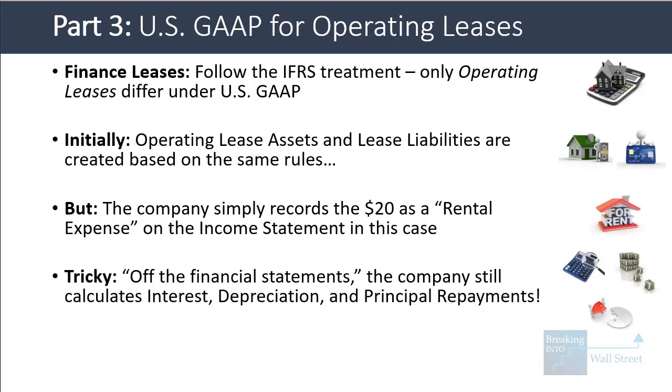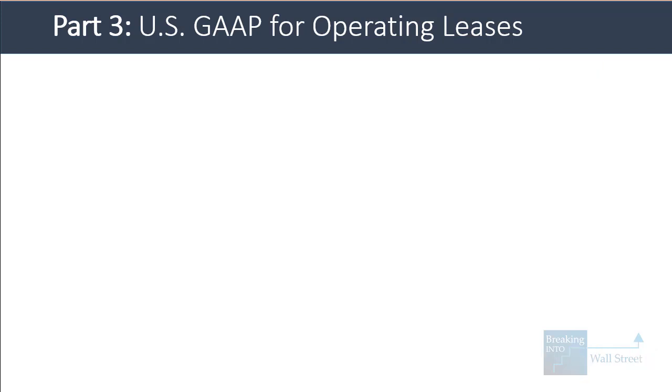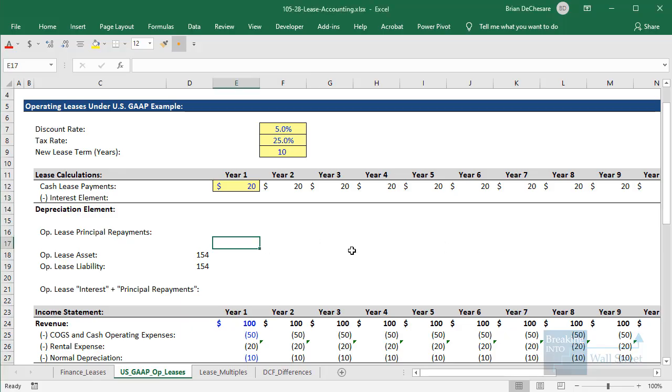Off the financial statements, the company now calculates interest, depreciation, and principal repayments for this lease. But the rules are slightly different, and the lease liabilities and lease assets change at different rates here. The interest part is the same. It's still the discount rate times the starting lease liability that year. So for this one, we can go in and we can take our lease liability and multiply by the discount rate of 5%, anchor that, and copy this across.